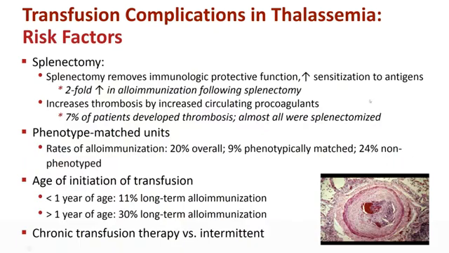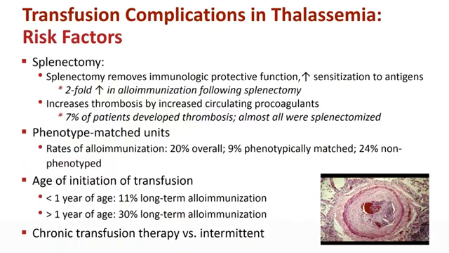Another risk factor is matching of the units. Overall, 20% of patients generally get alloimmunized, but in a subgroup studied who received adequate phenotyping before the development of the antibodies, only 9% got antibodies, in contrast to 24% who never got phenotyped.